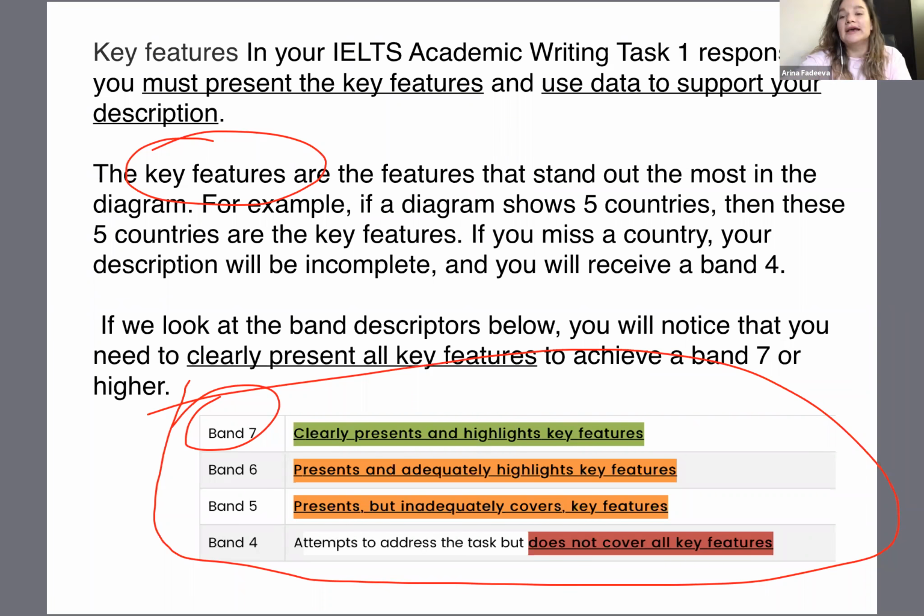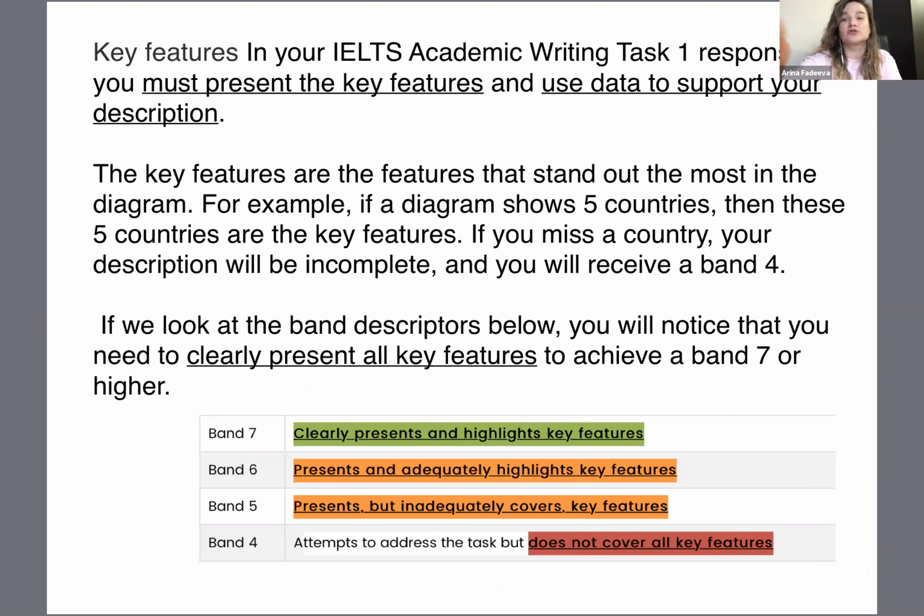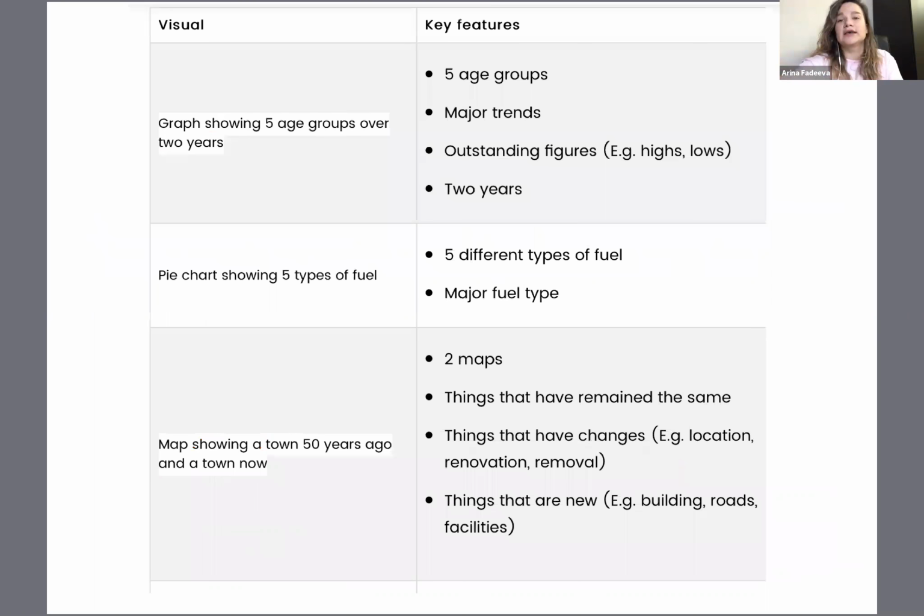You need to clearly present and highlight the key features. What are the key features? The key features are whatever you are being shown. So you can be shown a graph with 5 age groups. The key features are the 5 age groups. So anyways, you have to mention all 5 age groups in your description.